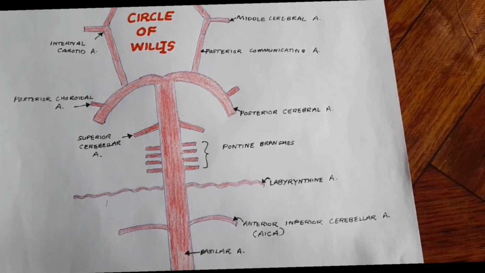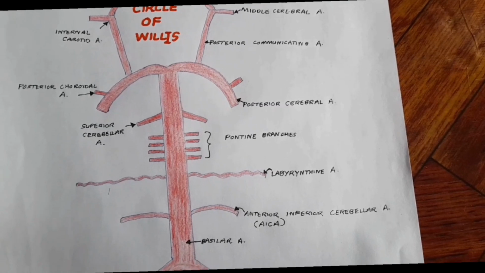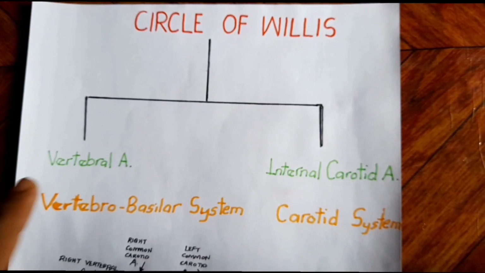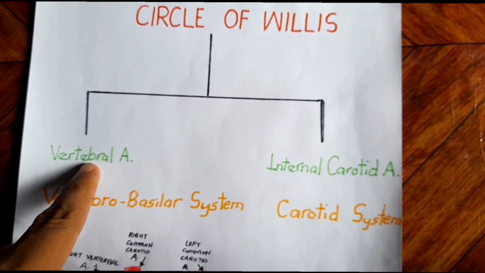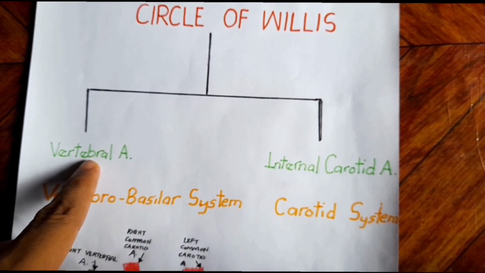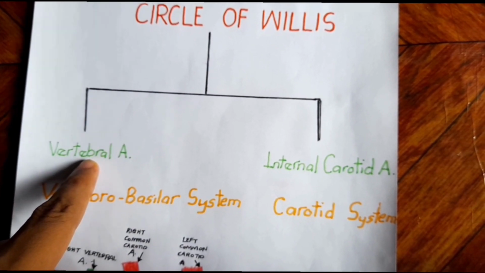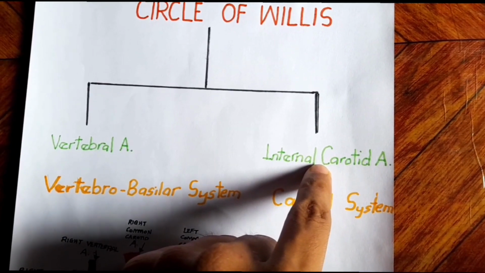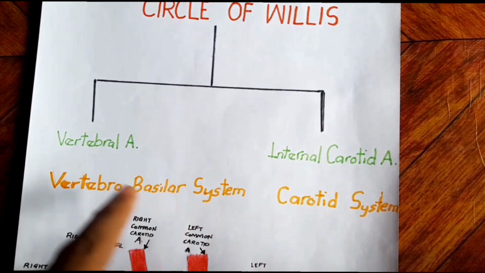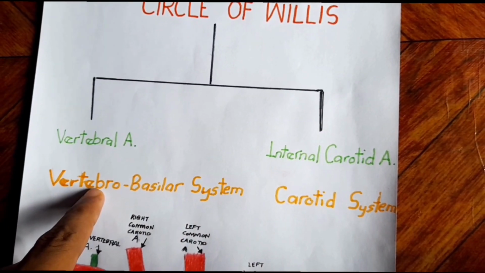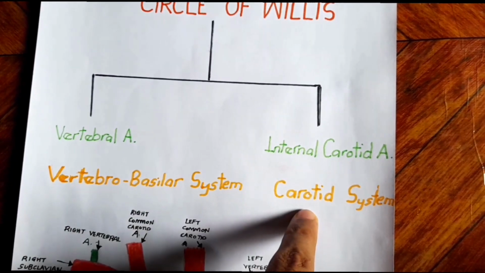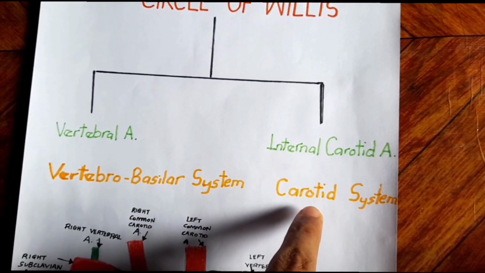The circle of Willis can be categorized into two sections. Basically, the circle of Willis arises from the vertebral arteries, and the second part arises from the internal carotid artery. Now the vertebral artery forms the vertebro-basilar system, and the internal carotid artery forms the carotid system.